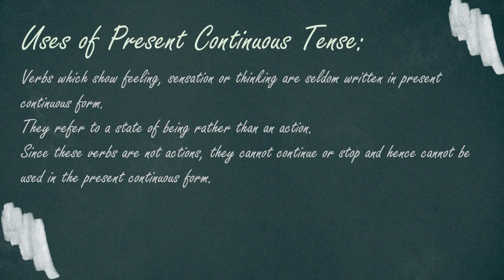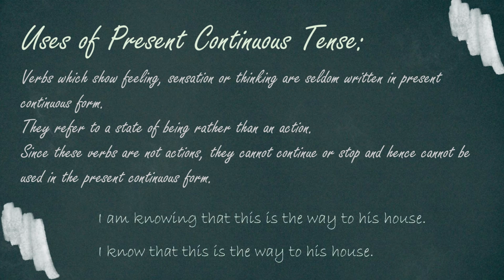Now we have to keep this thing in mind. That is, verbs which show feeling, sensation, or thinking are seldom written in present continuous form. They refer to a state of being rather than an action. Since these verbs are not actions, they cannot continue or stop and hence cannot be used in the present continuous form. That means these are feelings and emotions that will not have a specific start time and end time. These are not actions and therefore they cannot be used in the present continuous form.